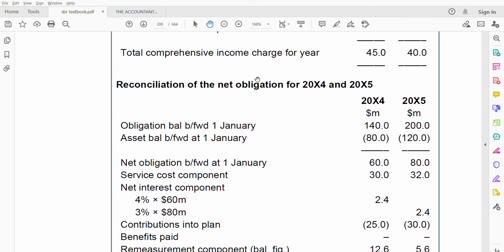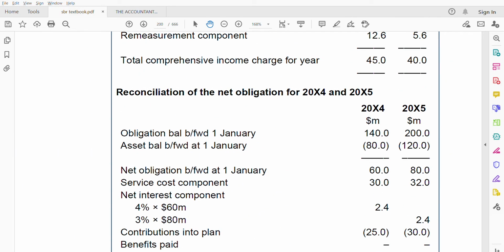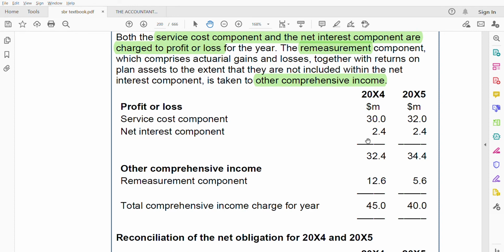Reconciliation they have done of the net obligation. Okay, so we'll go there later. We'll keep this net interest component for the time being. Let us go to the other comprehensive income. Remeasurement. Okay, so we have to see how the remeasurement component we will get from below only. And finally, total comprehensive income. You add this profit and loss with the other comprehensive income, it's known as total comprehensive income.